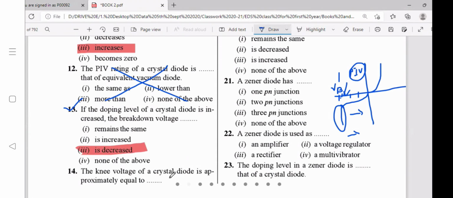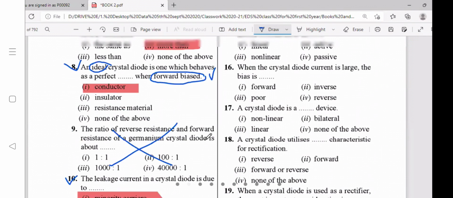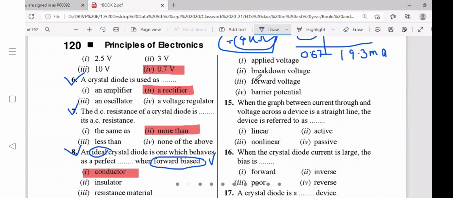The knee voltage of a crystal diode is approximately equal to threshold voltage. Here the answer is given: applied voltage, breakdown voltage, forward voltage. So it is barrier potential. Barrier potential and threshold voltage mean the same, and knee voltage, all are meaning the same. Knee voltage, barrier potential, threshold voltage, all are the same.